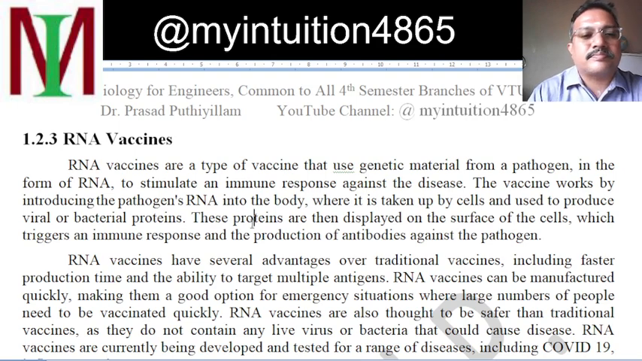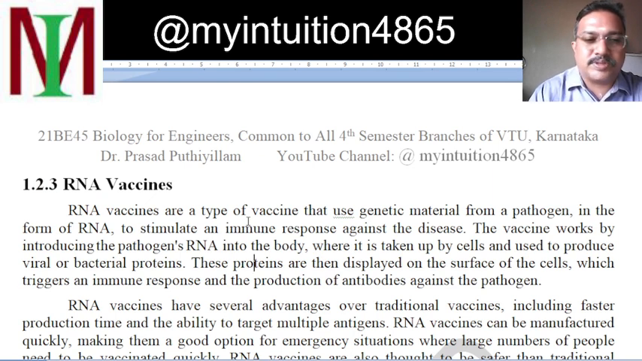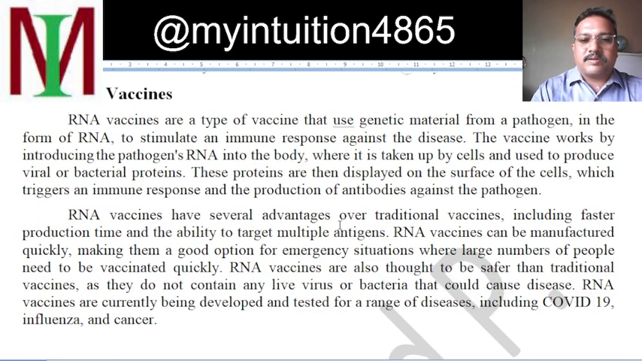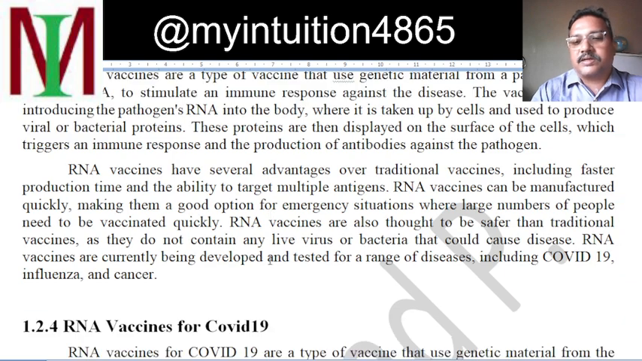RNA vaccines. RNA vaccines are a type of vaccine which uses the genetic material from a pathogen in the form of RNA. Again, similar to DNA vaccines, RNA vaccines also work in the same way. They have several advantages over traditional vaccines, because they have a faster production time and the ability to target multiple antigens, and the vaccine can be manufactured quickly, making them a good option for emergency situations where a large number of people need to be vaccinated quickly. So fast production, the factory is very fast at producing.